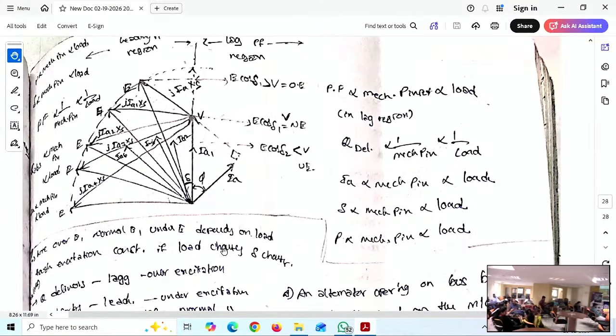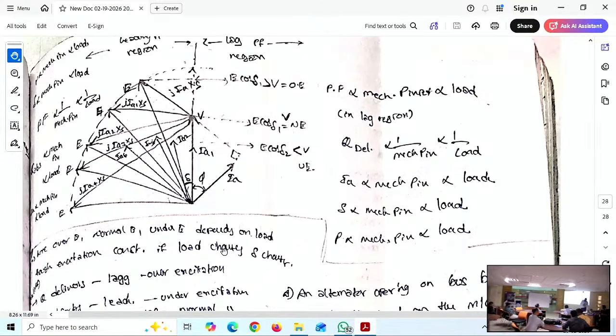Tomorrow morning, I think I have already shared this schedule, three-phase induction motors, tomorrow morning 10:30 a.m., 21st February.